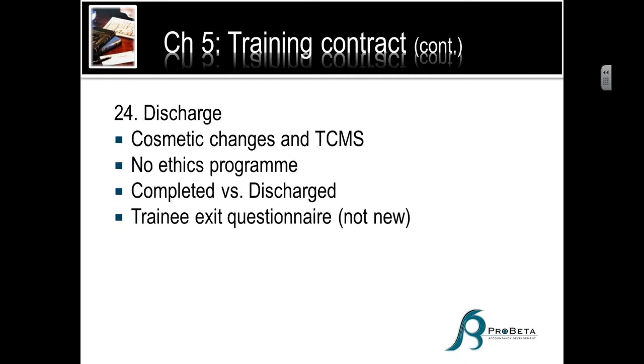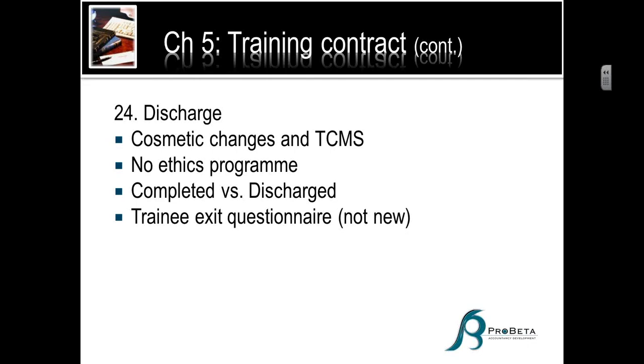The discharge, also cosmetic changes for TCMS. The big thing is that they've taken out that ethics program. The trainee will be assessed at the ANA level on business ethics. They don't need an additional training program. It is still available if they need it, and there's a whole lot of ethics programs that the trainee can attend, but it's not necessary for the discharge.